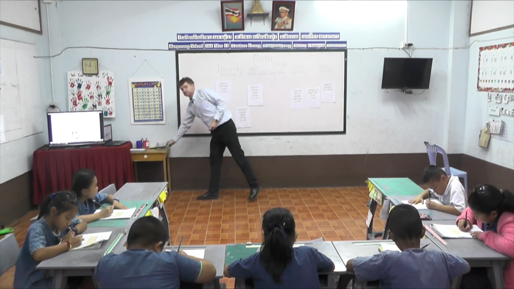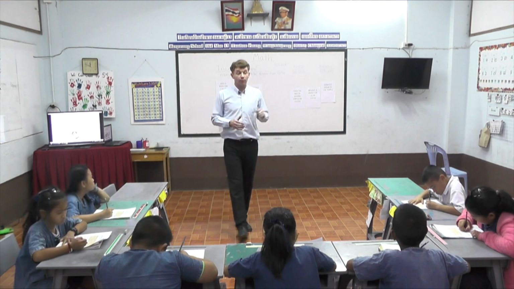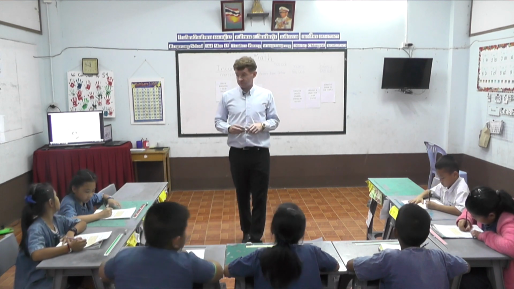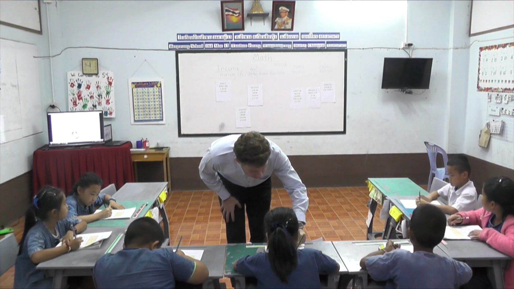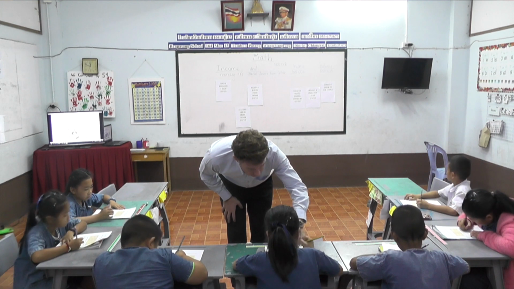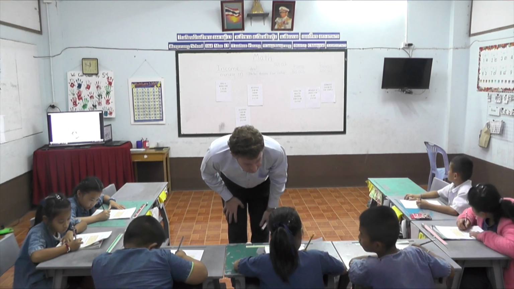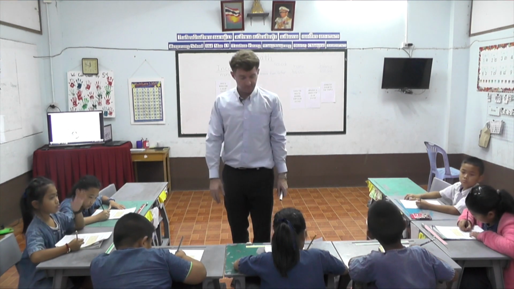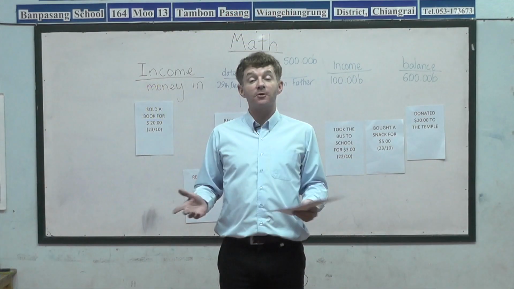And then we'll go on to our next line with 600 baht. So income, how much do we receive? 100. Excellent. So 500 plus 100 gives us a balance of? Perfect. That's perfect. Excellent.